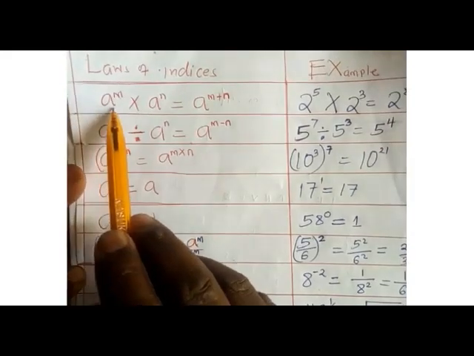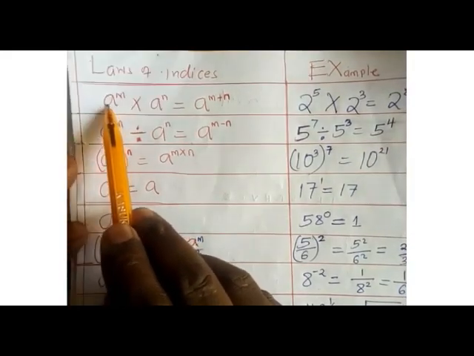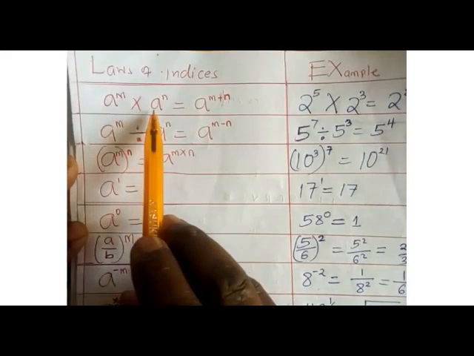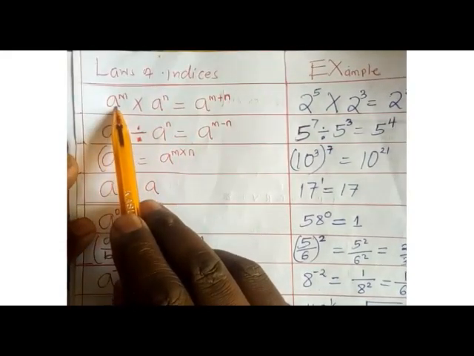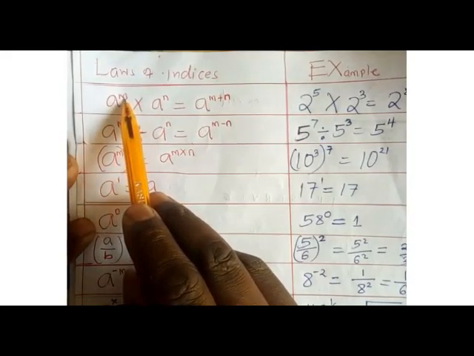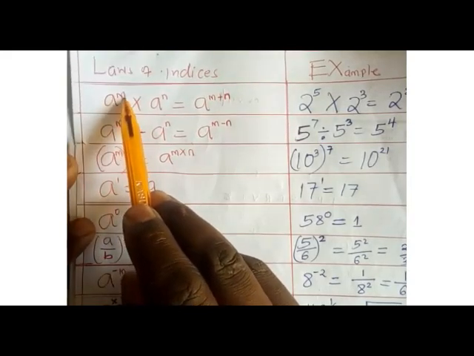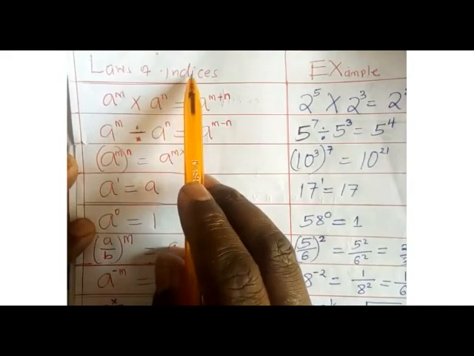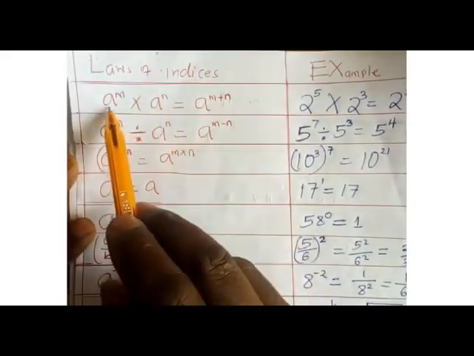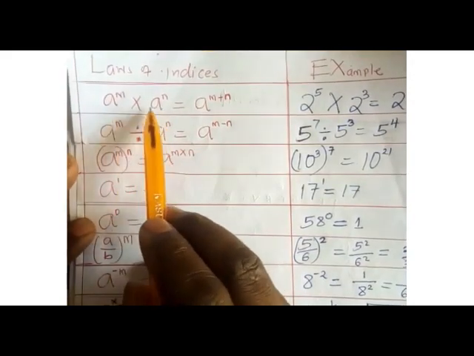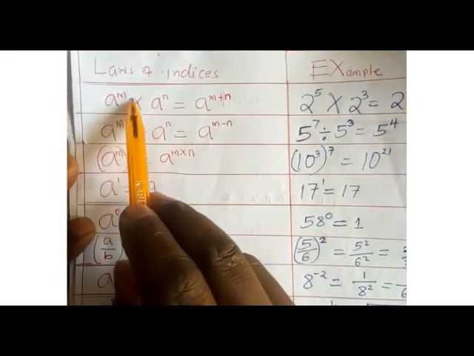We have a number written as a raised to power m times a raised to power n. This a is the base and m is the index. When indexes are many, we call them indices. So the plural of index is indices. So a to the m times a to the n, the base is the same, and it is multiplied.